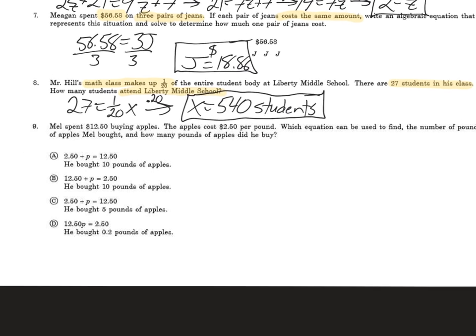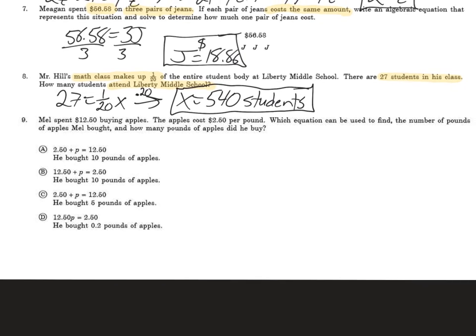Okay, very last problem. Mel spent $12.50 buying apples. The apples cost $2.50 per pound. Which equation can be used to find the number of pounds of apples Mel bought and how many pounds of apples did he buy? Let's underline some things. He spent $12.50 buying apples. The apples cost $2.50 per pound. We want to know the number of pounds.